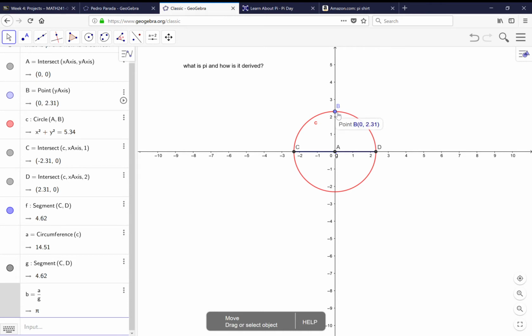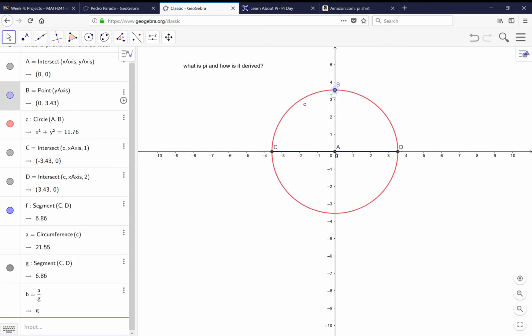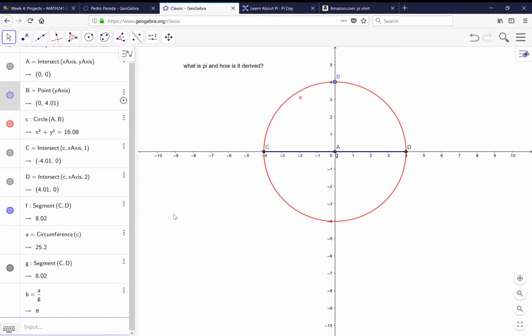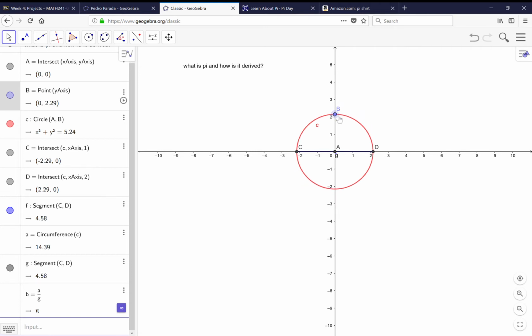If we move our B, this makes our circle bigger and our diameter bigger. As you can see, A, which is our circumference, changes. G, which is our line segment, or also known as the diameter of the circle, also changes to 8.02. So A divided by G gives you pi regardless of what these measurements are. As the circumference gets smaller, segment CD, which is our diameter, also gets smaller. However, our ratio between them is always pi.